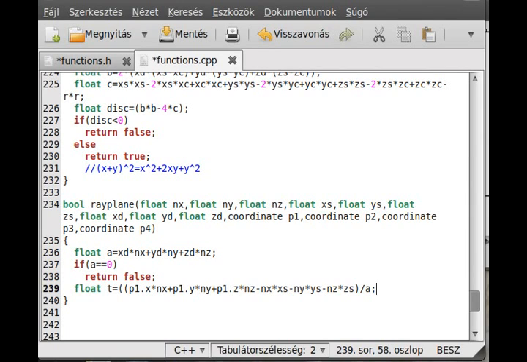And now if t is less than 0, it means that the ray collides with this plane in the negative direction. So for example, a weapon doesn't shoot the bullet in front and in back, just in front. So that's why we return false again if t is less than 0.